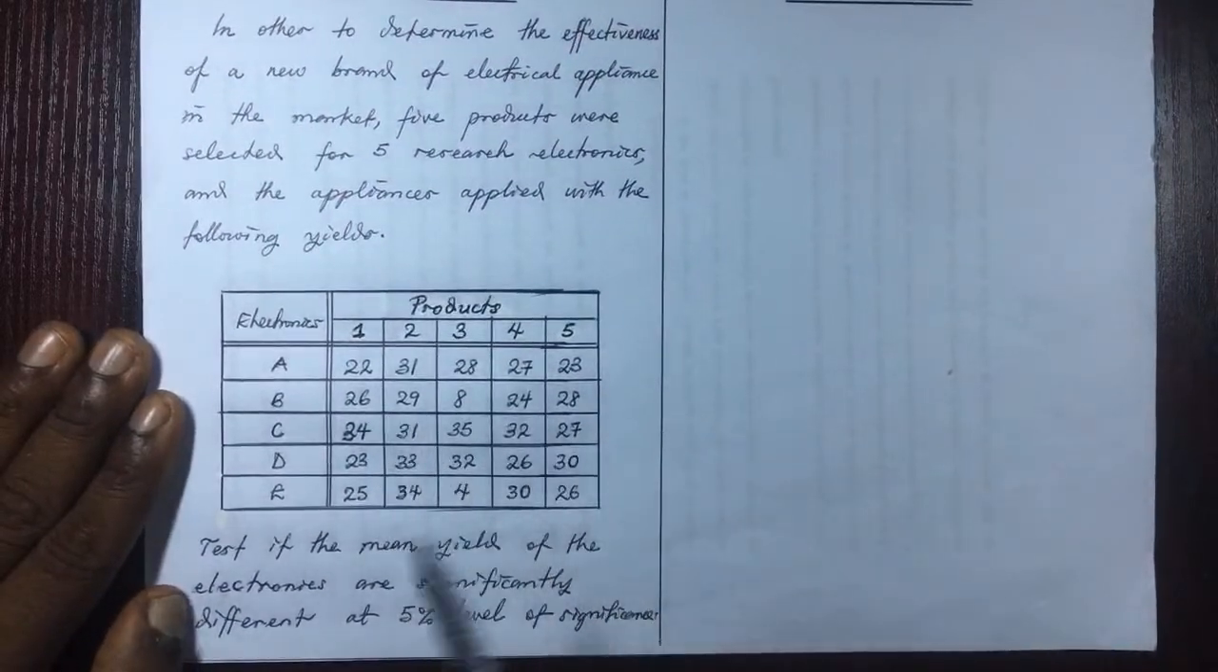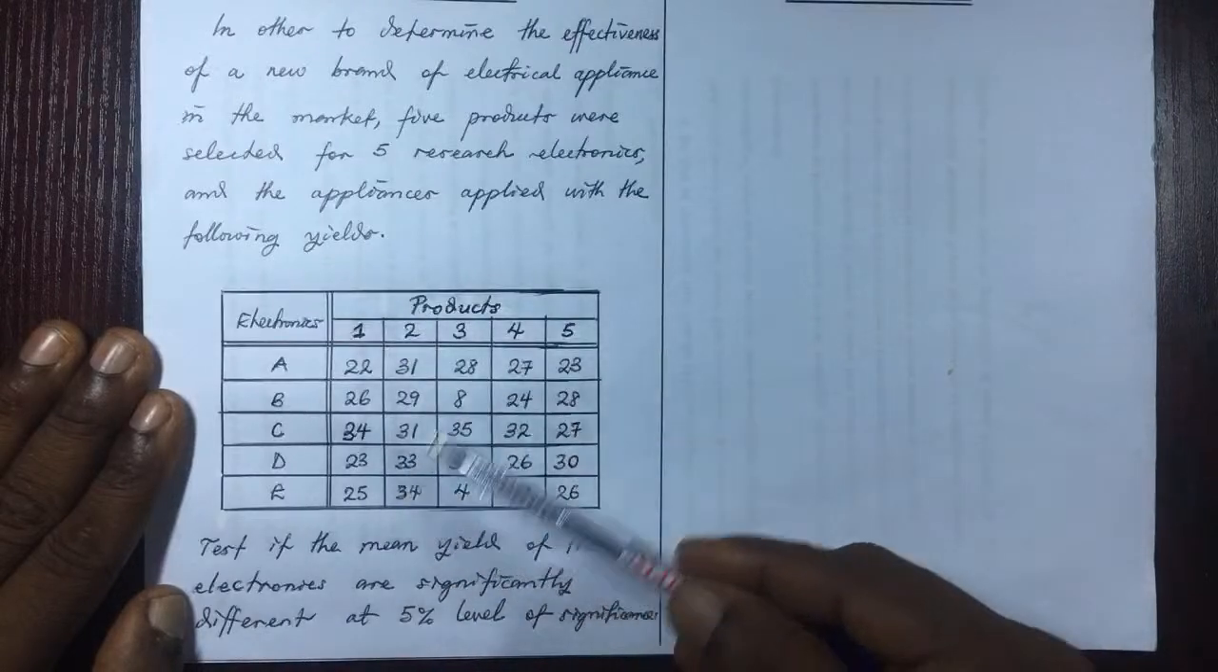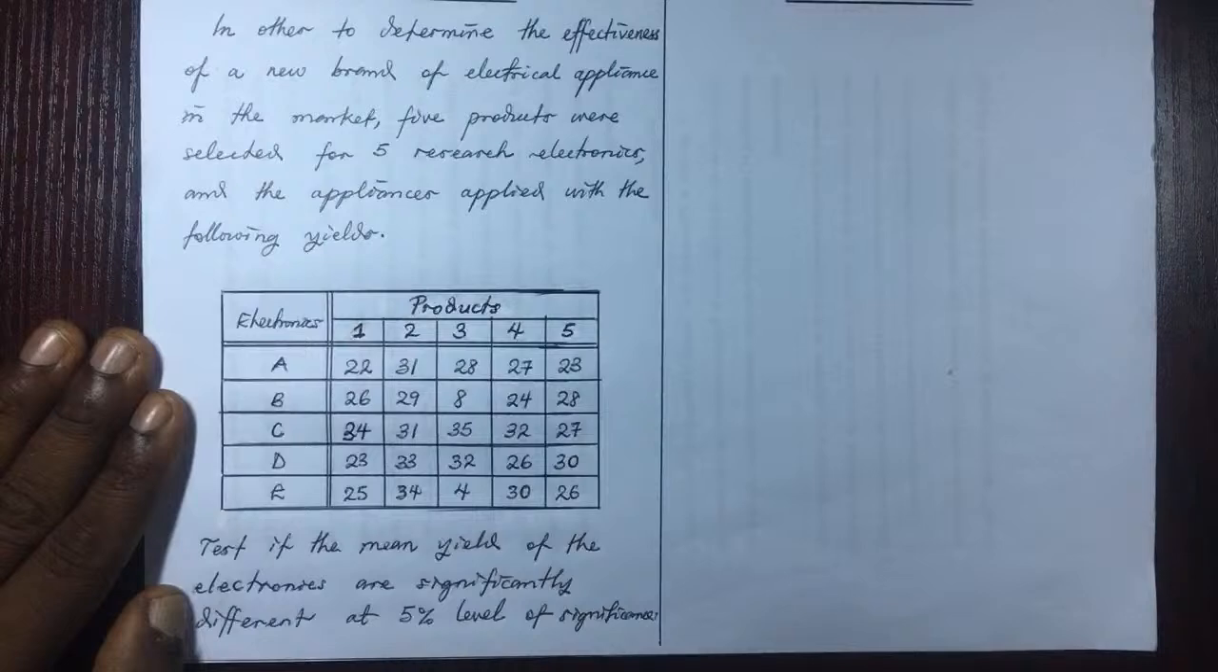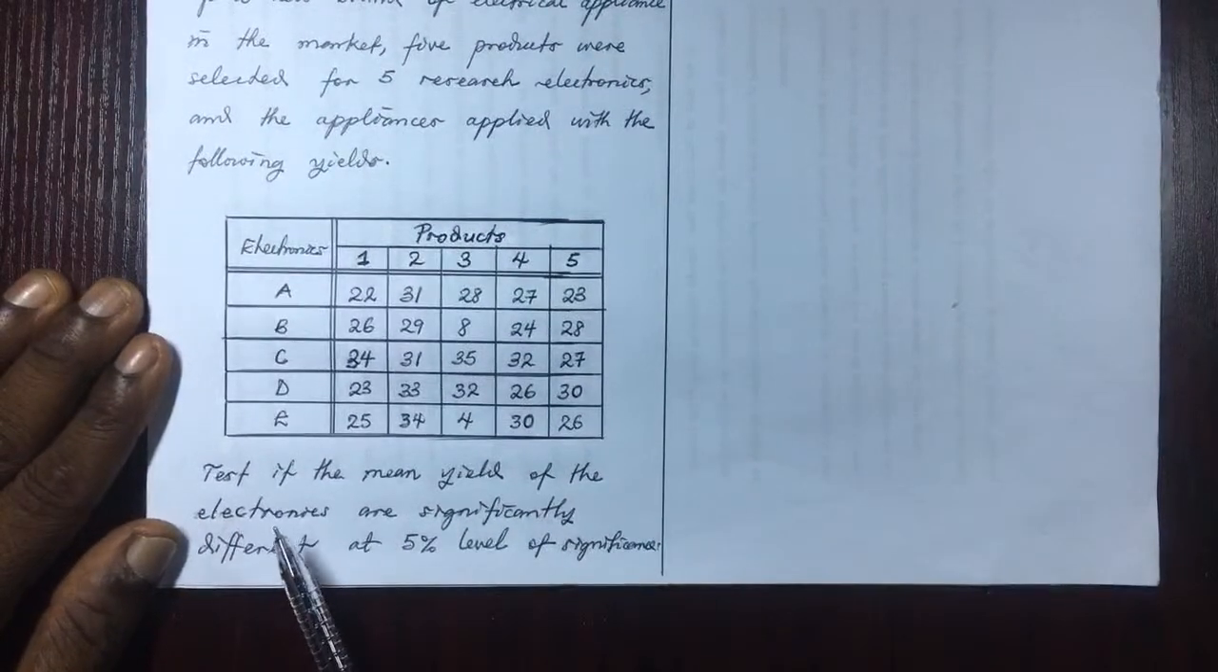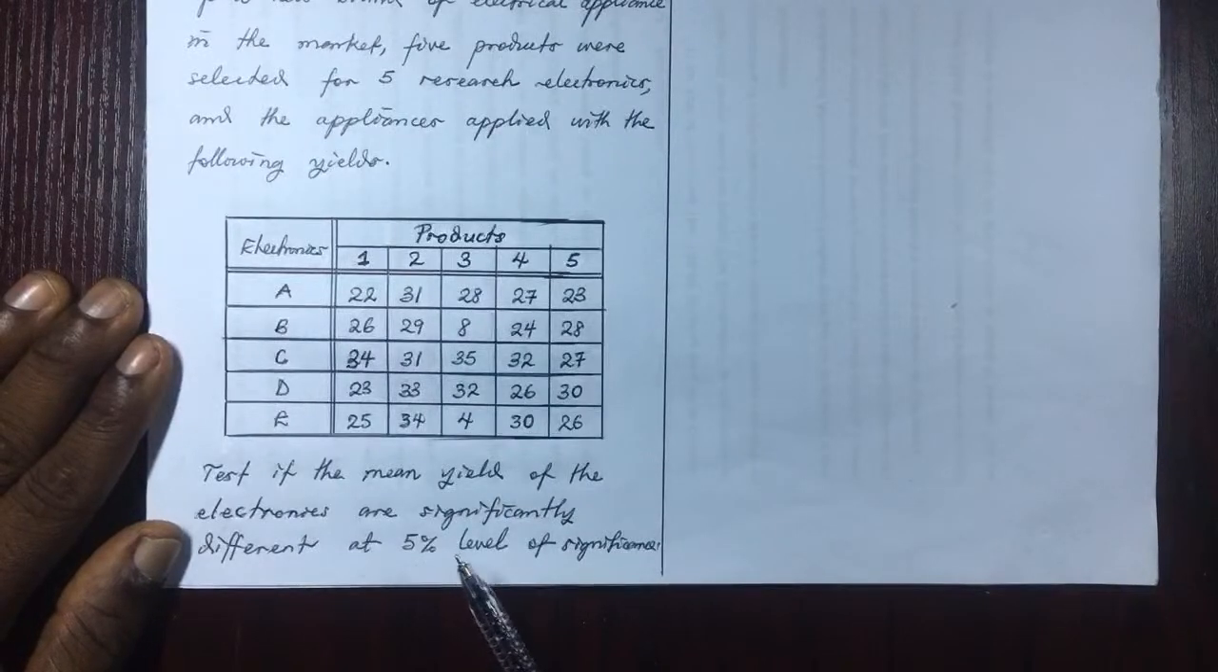Please take note that my rows will be representing treatments while my columns will be representing levels for the one-way Anova case. So the question demands that we test if the mean yield of the electronics are significantly different at 5% level of significance.